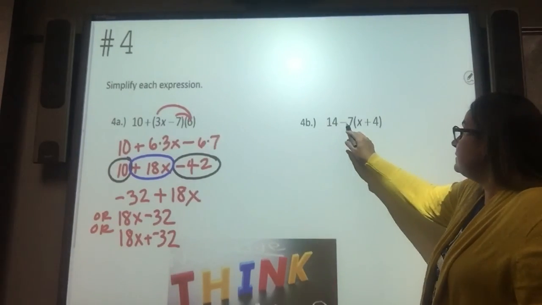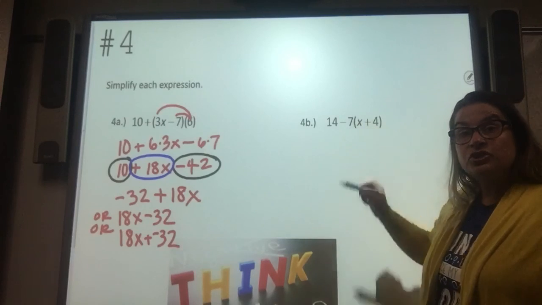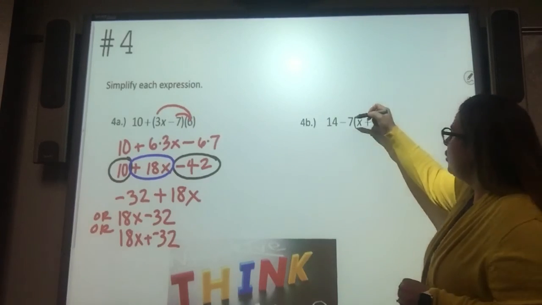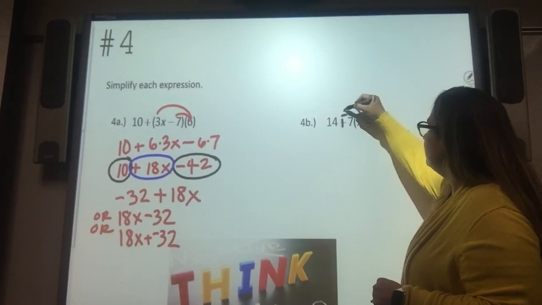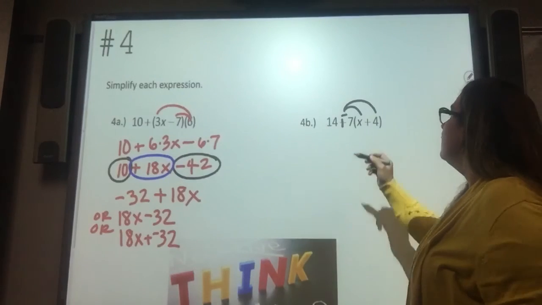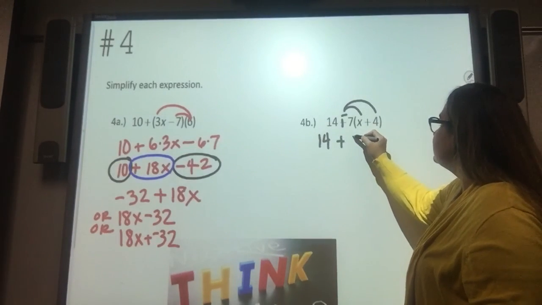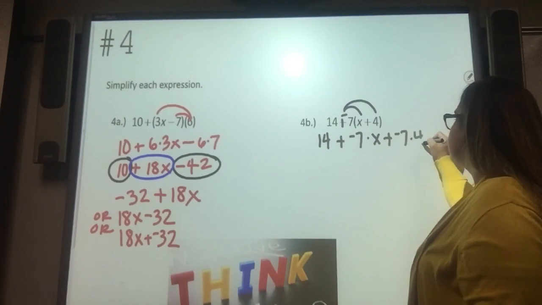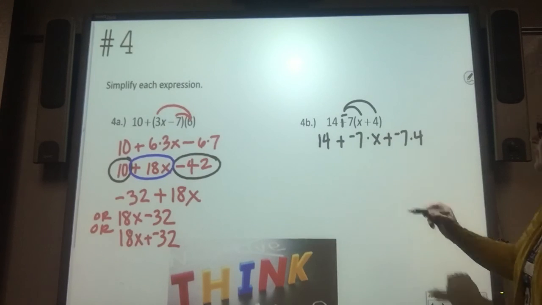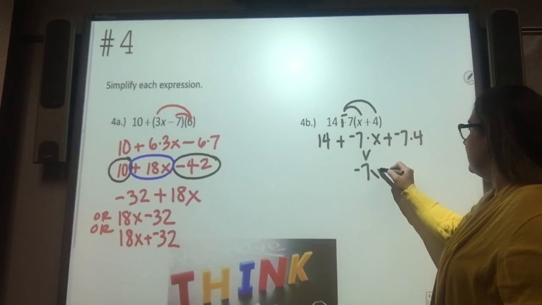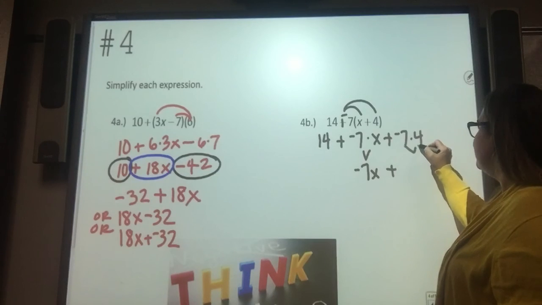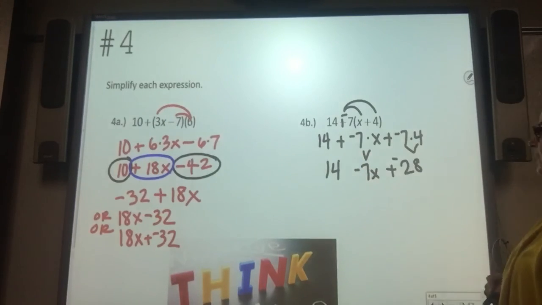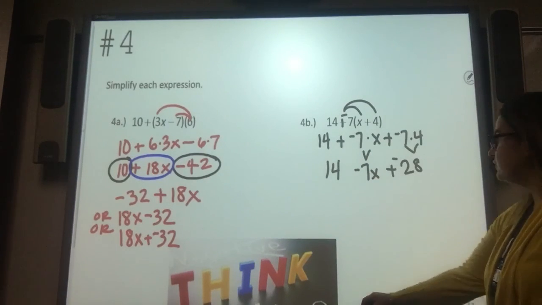So this is subtraction. This is multiplication. So we need to do that multiplication first. Okay? So I'm going to add up and I'm going to distribute negative 7. So 14 plus negative 7 times x plus negative 7 times 4. Negative 7 times x is negative 7x. Negative 7 times 4 is negative 28. 14 minus 7x plus negative 28.